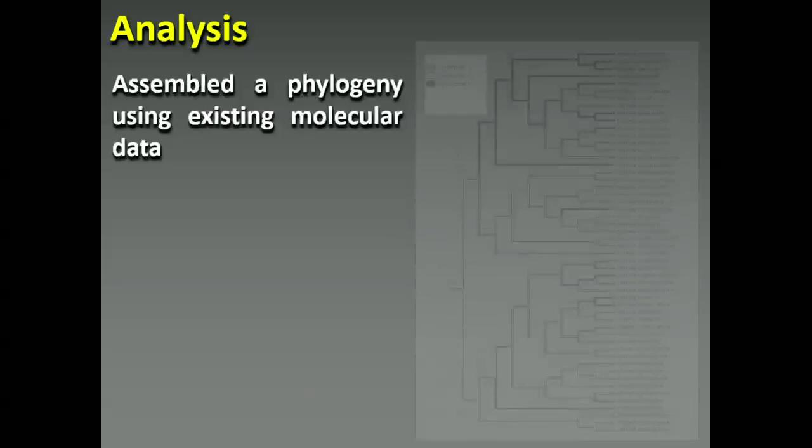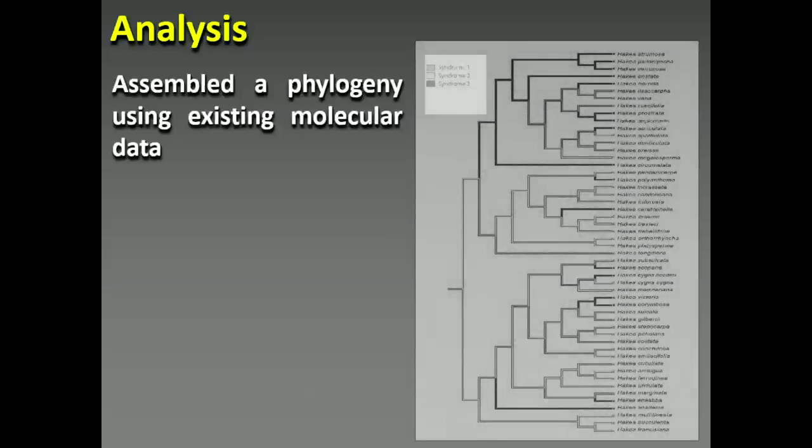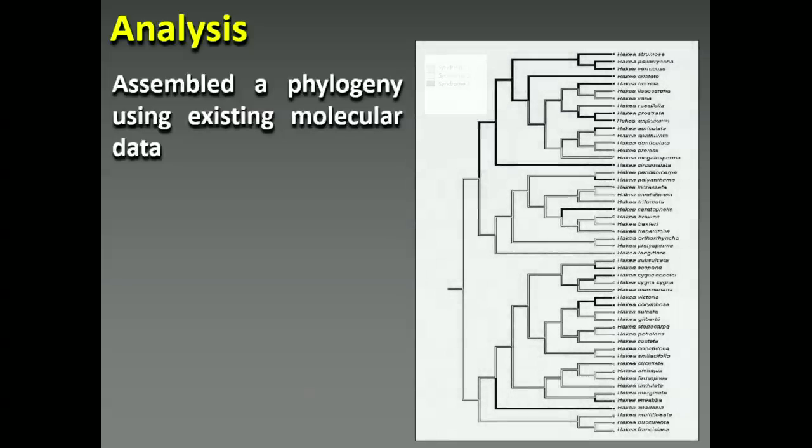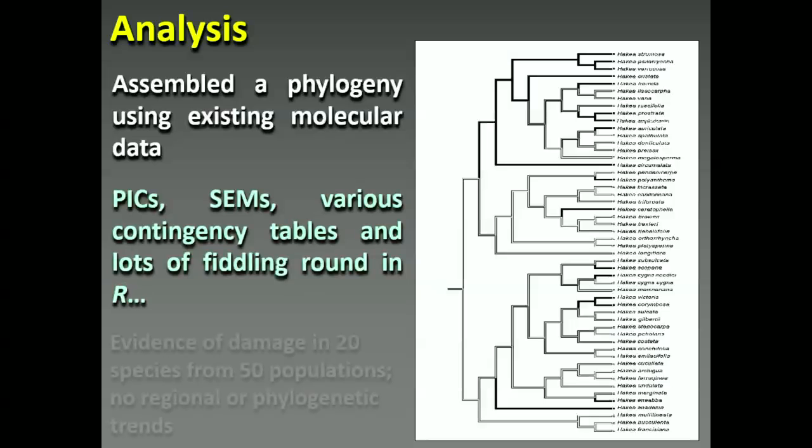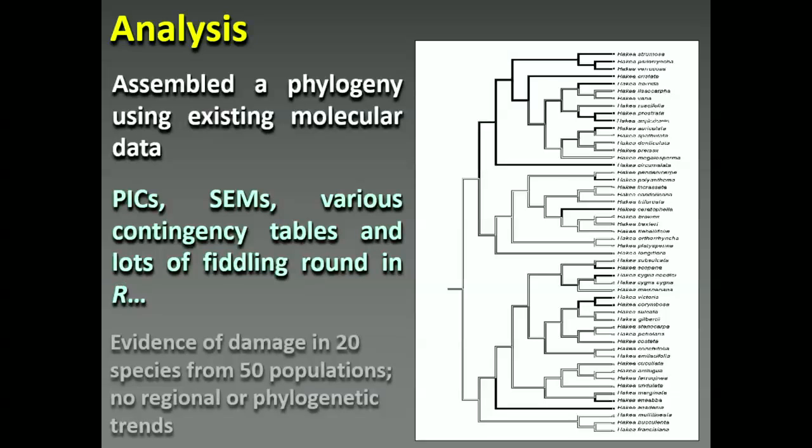I'm going to quickly skip over the analysis, because basically it's all published anyway. So we did the usual, have to assemble a phylogeny, because we've got 50-odd Hakea species, so we need to do all of that. We've got all the usual sort of phylogenetic independent constraints, structural equation modelling, fiddling around in R, etc., etc. The key thing is there was no obvious regional variation in levels of attack, so the parrots are causing problems right the way across the range that we worked on, and also there's no obvious phylogenetic trends in our data.